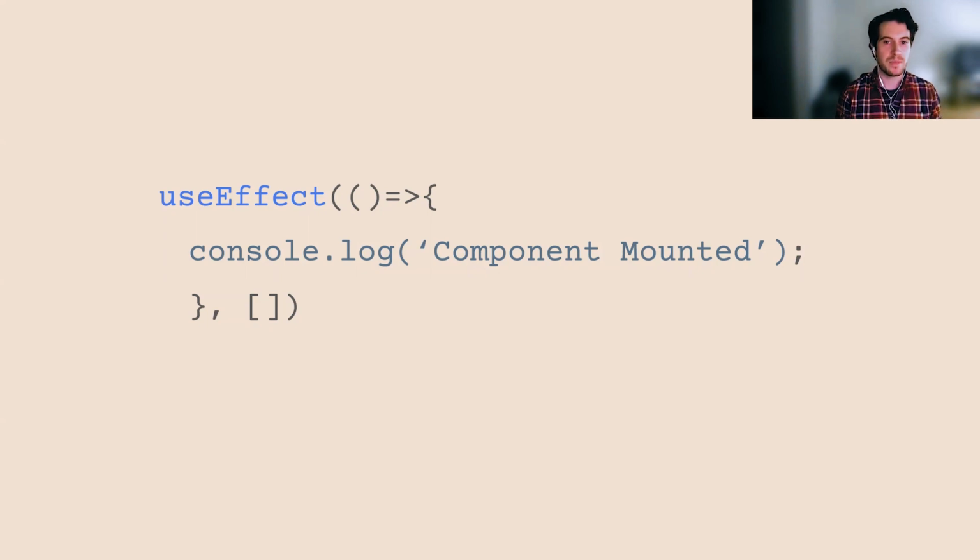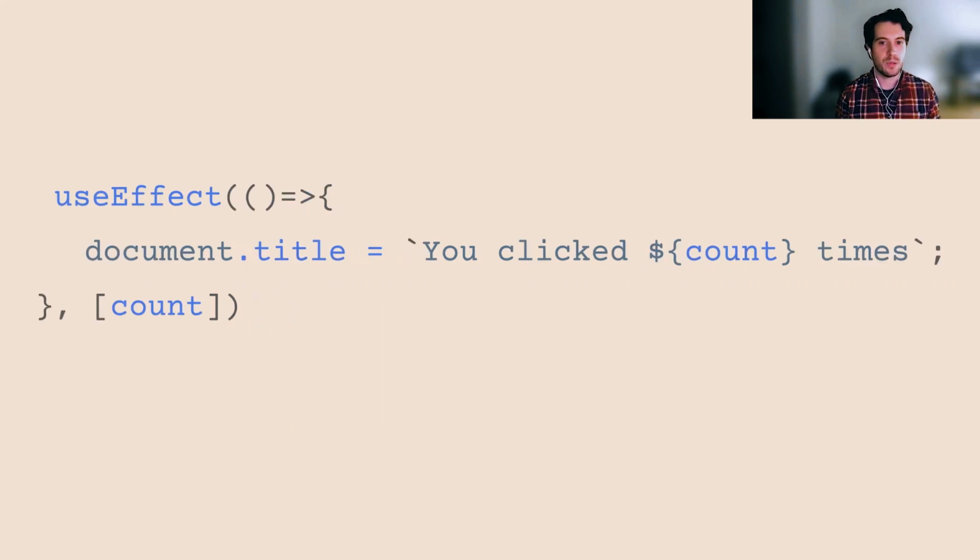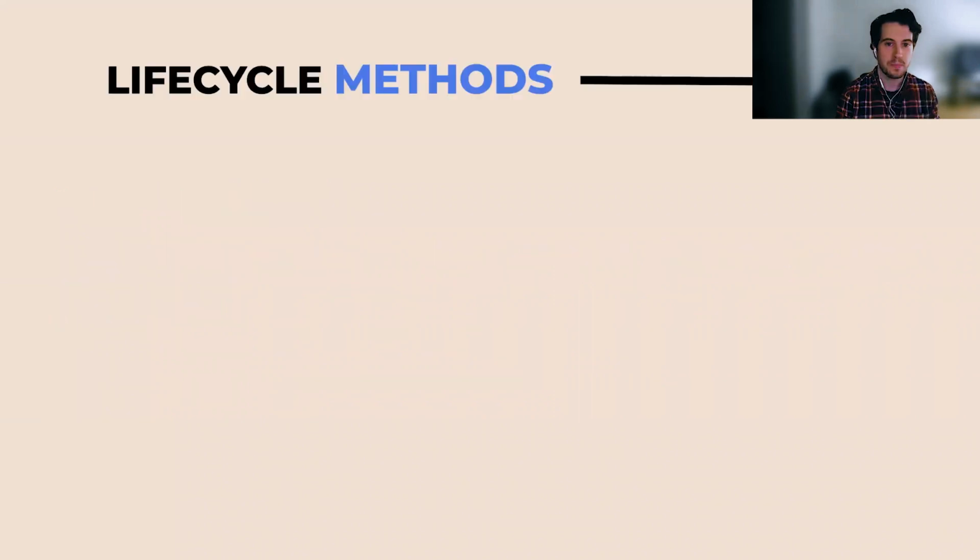But we can also pass a variable into that dependency array. In this example, we don't actually need to run document.title until the count changes. Otherwise, the document.title is going to be the same. So we can pass the count variable into our dependency array, and it will run when the component mounts, but it won't run again until the count changes. So let's see that last example with the useEffect hook.